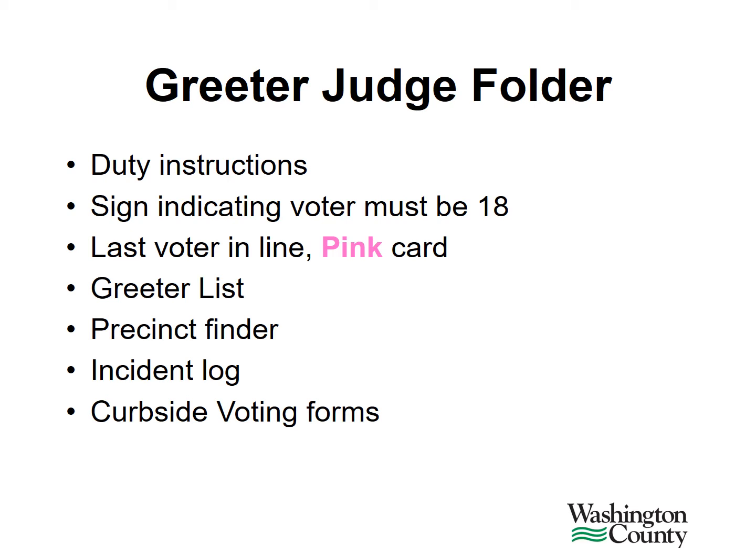Inside this folder, you'll find instructions to perform this task, a sign indicating the voter must be 18 years to vote. Please post this near the door. You'll also find the last line in voter card, which is pink, the precinct finder, an incident log, and curbside voting forms.